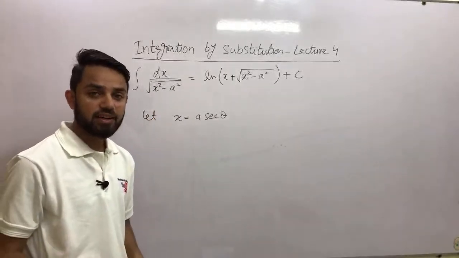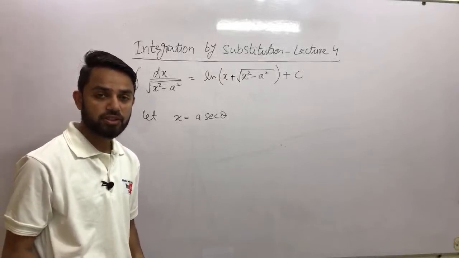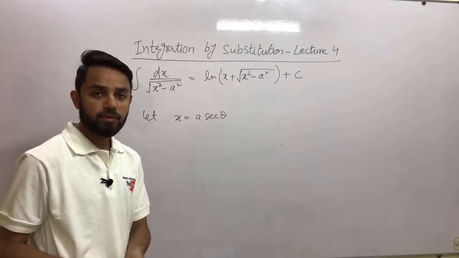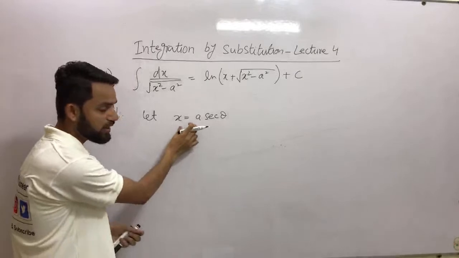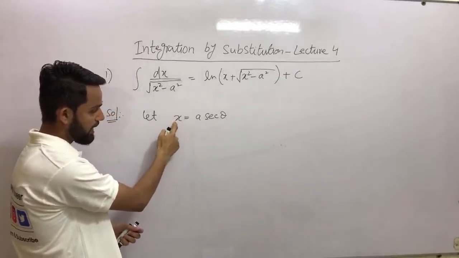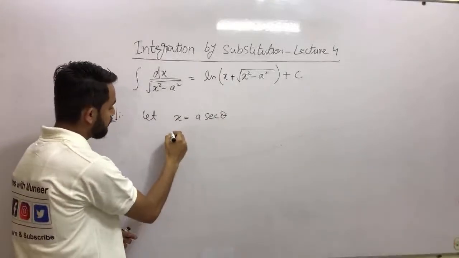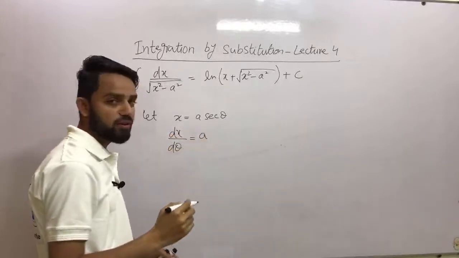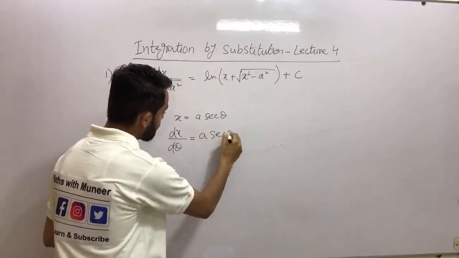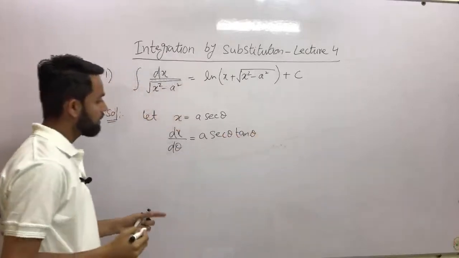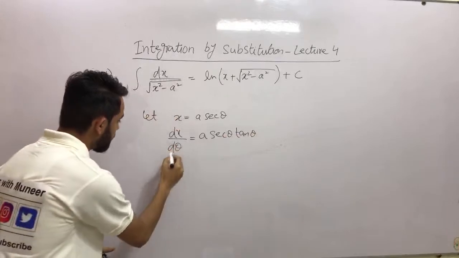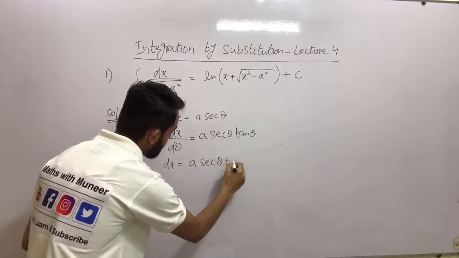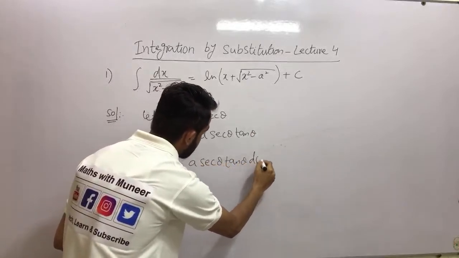Since this is a lecture on integration by substitution, and in my previous lecture I also explained that whenever you take any substitution, you have to take the derivative of it. So I am going to take the derivative of x with respect to theta. dx over d theta would be equal to a, and the derivative of secant is secant theta tan theta. Now from here we want to separate dx and d theta. So dx will be equal to a secant theta tan theta d theta.